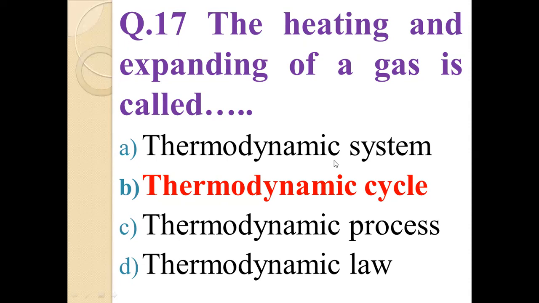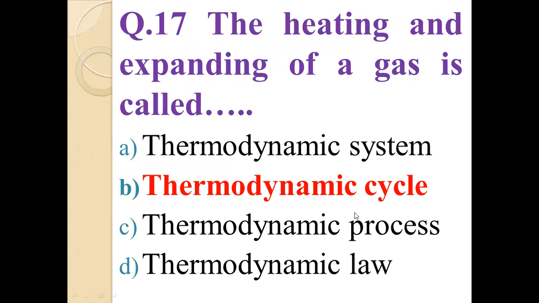So what is the thermodynamic system? A system is a part of the universe under thermodynamic consideration. This may not be the answer. Then what is the process and what about thermodynamic law? These two are also not the answers, C and D. So thermodynamic cycle is the correct answer.